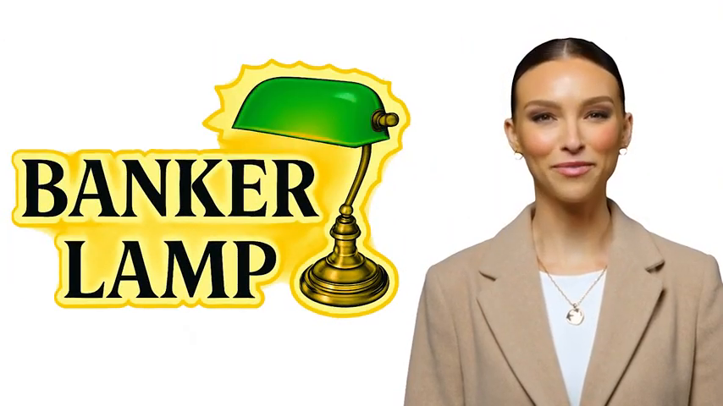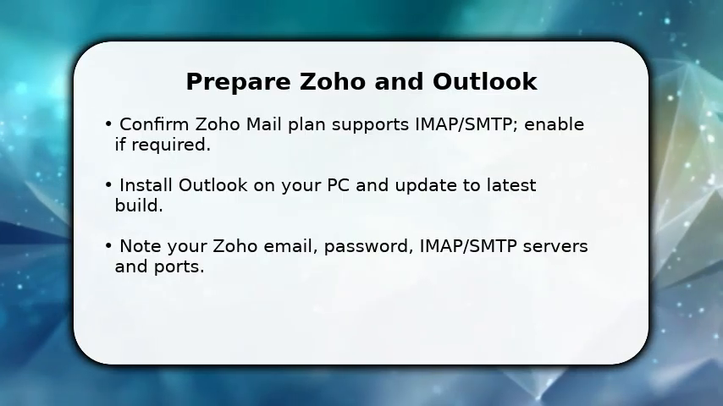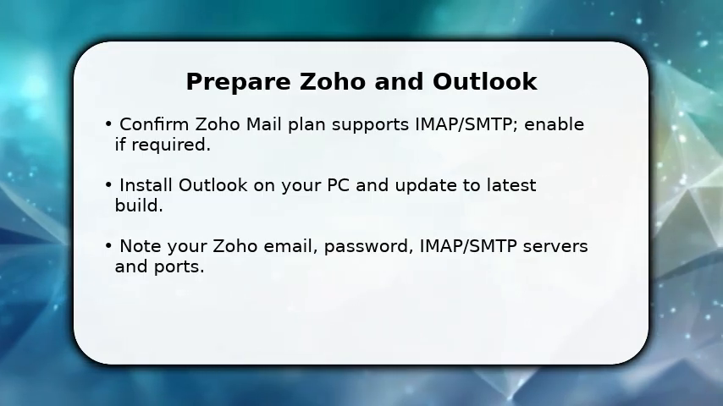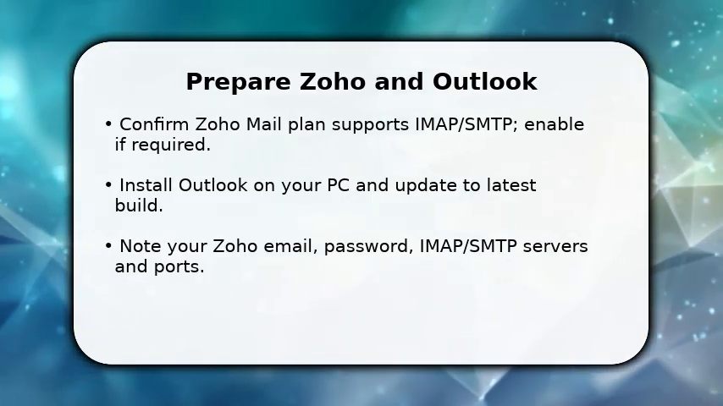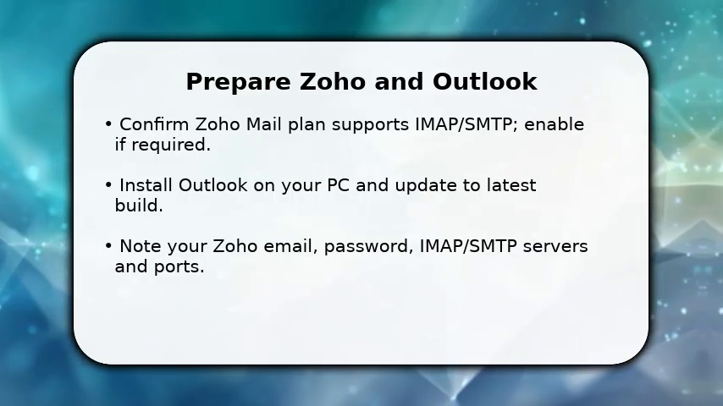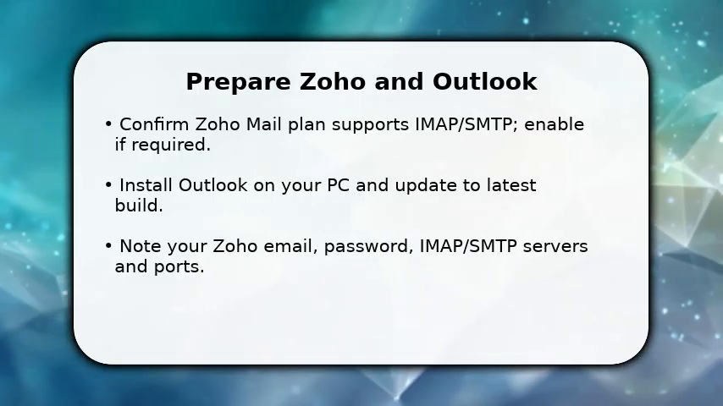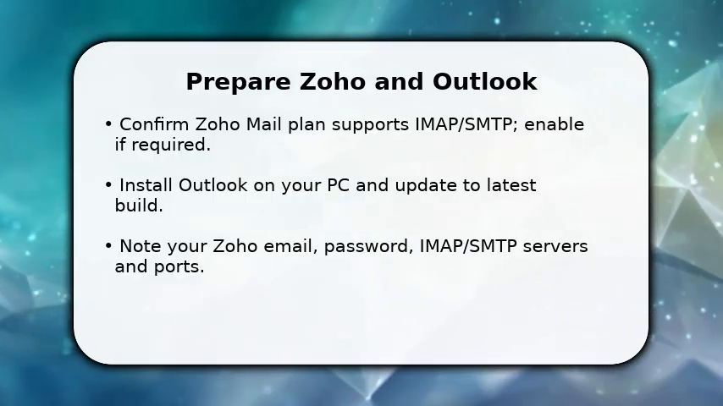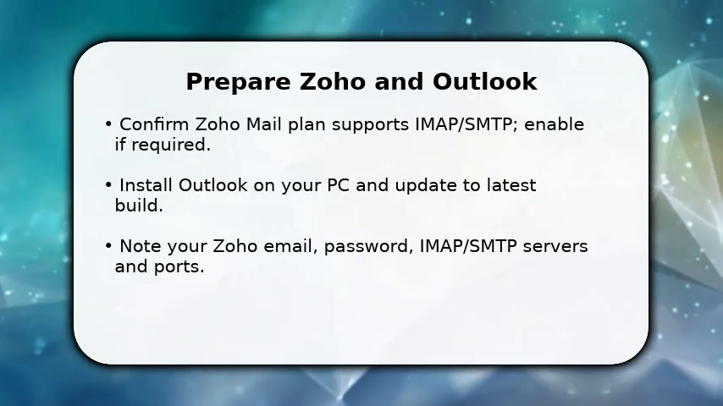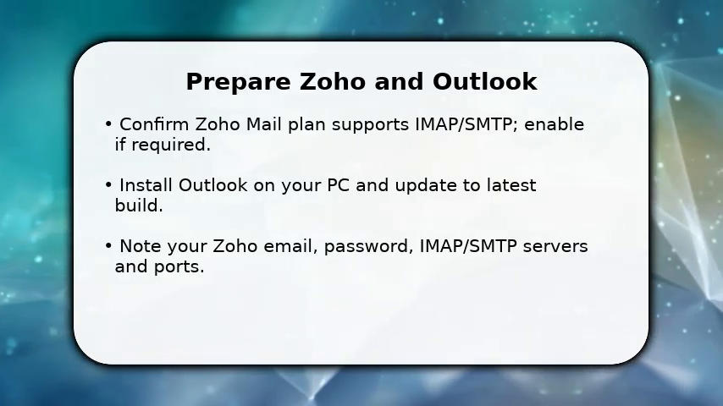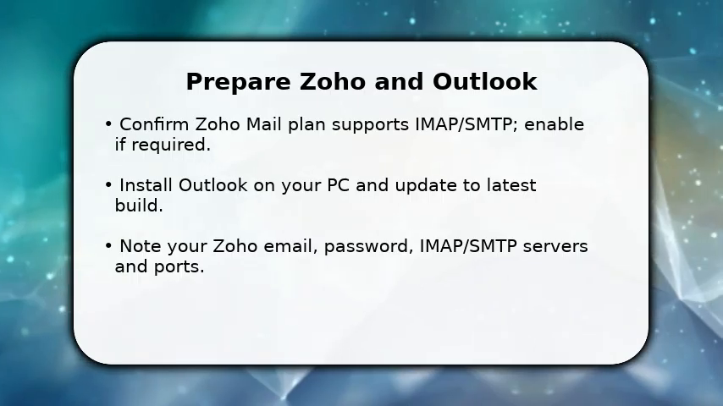Please enjoy the video. You start by making sure Zoho Mail and Outlook are ready. Sign into Zoho and enable IMAP in Mail settings so Outlook can sync folders. Make a quick note of the IMAP server, imap.zoho.com, SMTP server, smtp.zoho.com, ports, and whether SSL/TLS is required. You will need credentials.